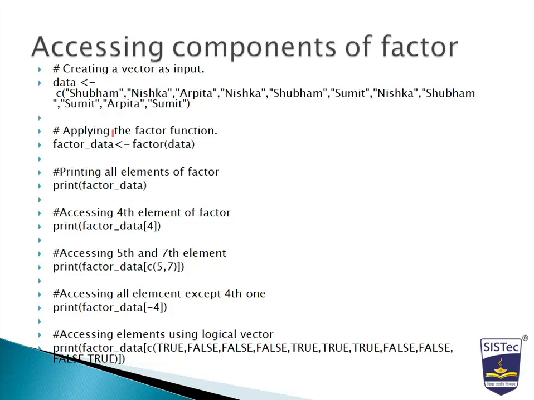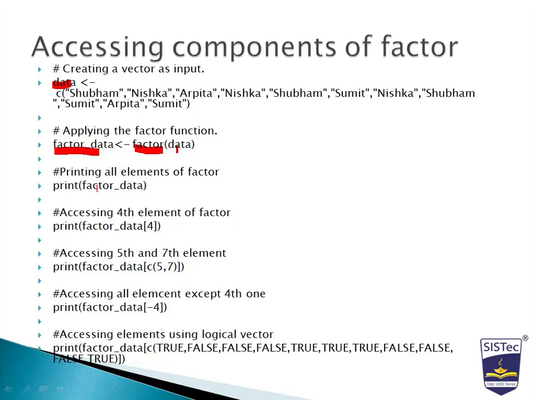So let's take a program with an example of how we can access components of a factor. Here we create a vector with the character names. We don't know how many names there are, but we have a set of approximately 30 names. Then we apply the factor function to create their factors. So for factor data, we apply the factor function to the data vector that we created here.